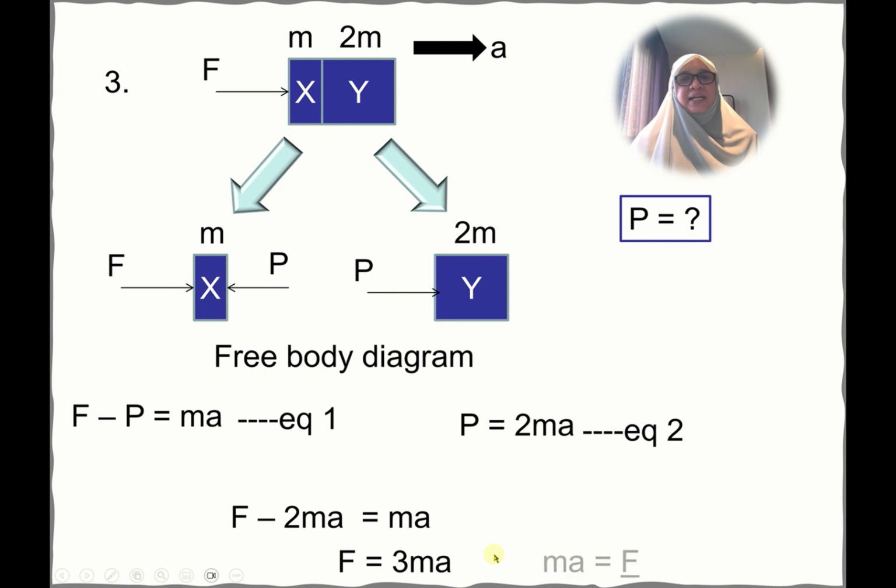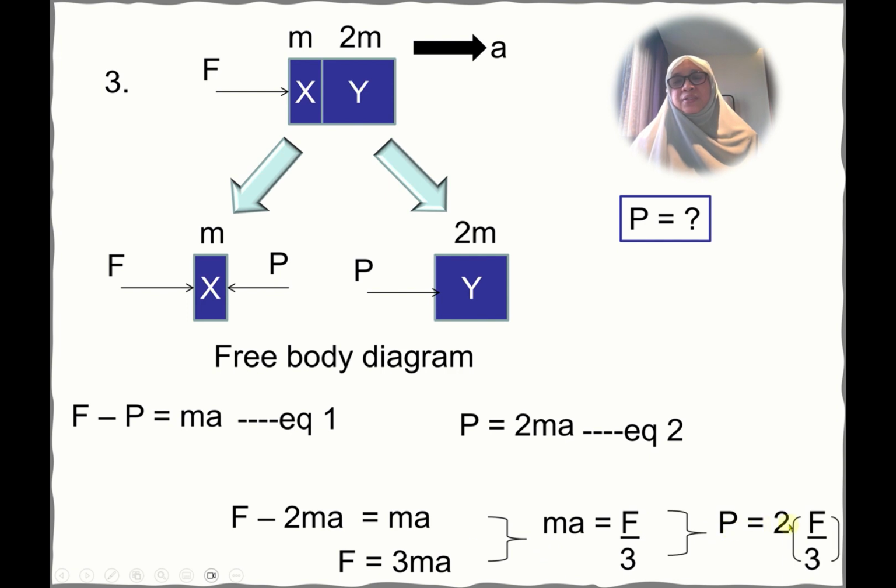Okay, so this is the answer. To find acceleration, we bring 3 to the right side, so MA equals F over 3, and P is 2F over 3. So we substitute MA into here, F over 3. So you get P, the reaction force, because the question is asking for P, right? So we calculate for P. So P equals 2F over 3. So this is the answer.